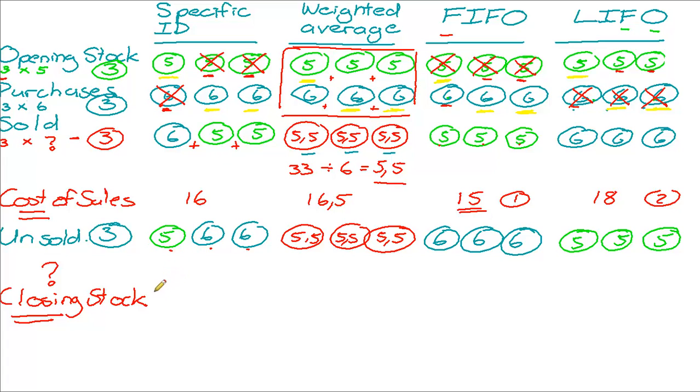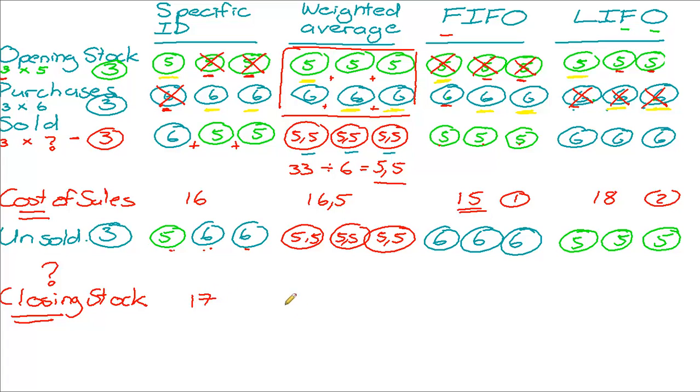Only under the specific identification method do we value it at the actual cost of those 3 pies, which is the 5, the 6, and the 6. So my closing stock under specific identification then is 5 plus 6 plus 6, which is 12 plus 5, which is 17.